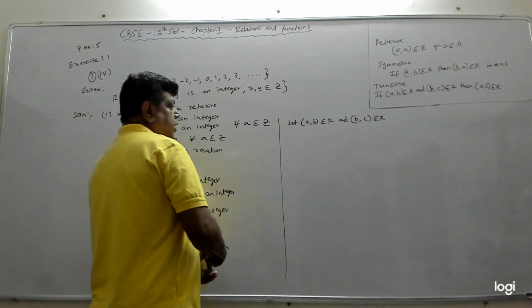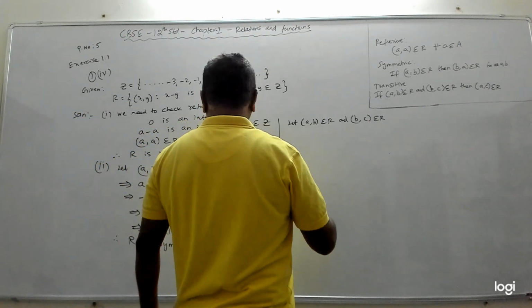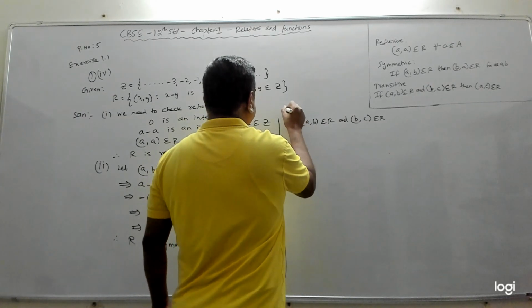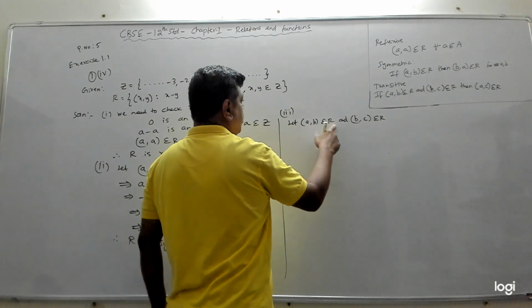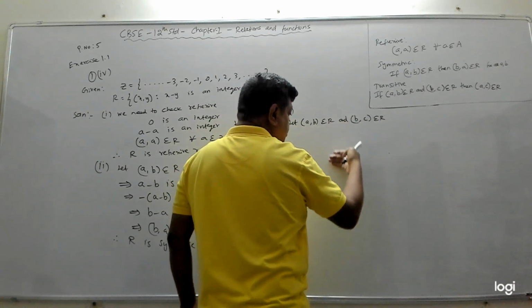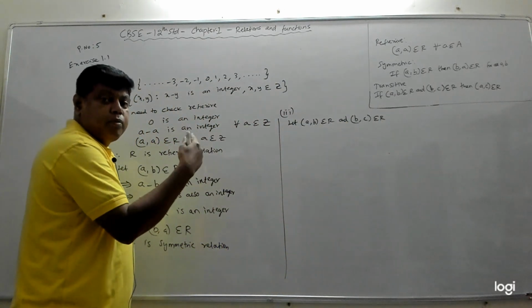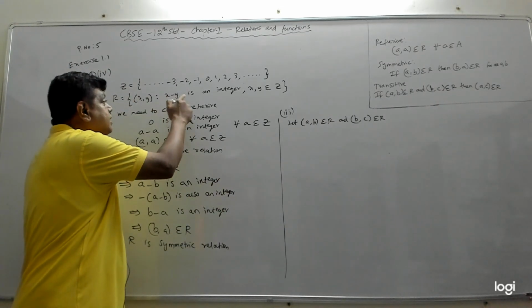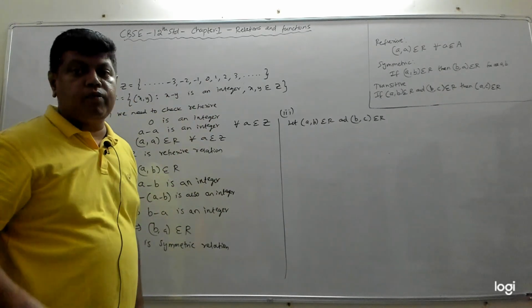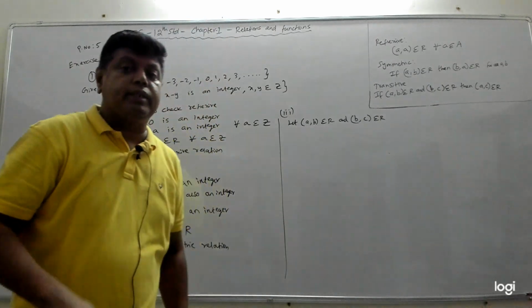Now here we will try to prove that it is transitive. So the third part, the transitivity part, is (a, b) belongs to R and (b, c) belongs to R. What should we prove finally? We should prove (a, c) belongs to R. To prove (a, c) belongs to R, I have to prove that a minus c is an integer. So finally we should prove a minus c is an integer.